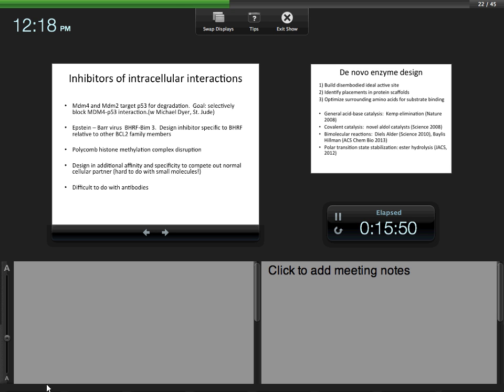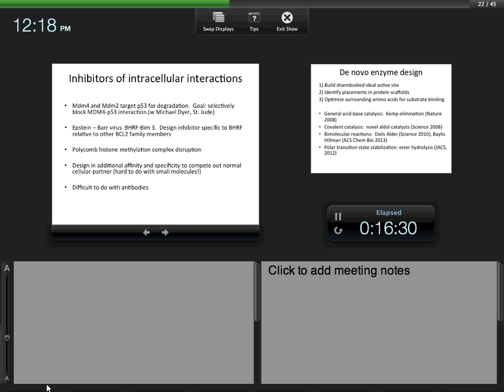So there are two proteins that degrade p53, MDM4 and MDM2, and we've been able to design proteins which bind to either just this one or just this one, which is proving to be very useful for deconvoluting the roles of these proteins in p53 degradation. This is with a group at St. Jude's. There's a whole family of proteins in the BCL2 family involved in apoptosis. And here we've been able to design proteins that are very specific for individual family members, again, which is interesting to probe the functions of these proteins, but also possibly as therapeutics.